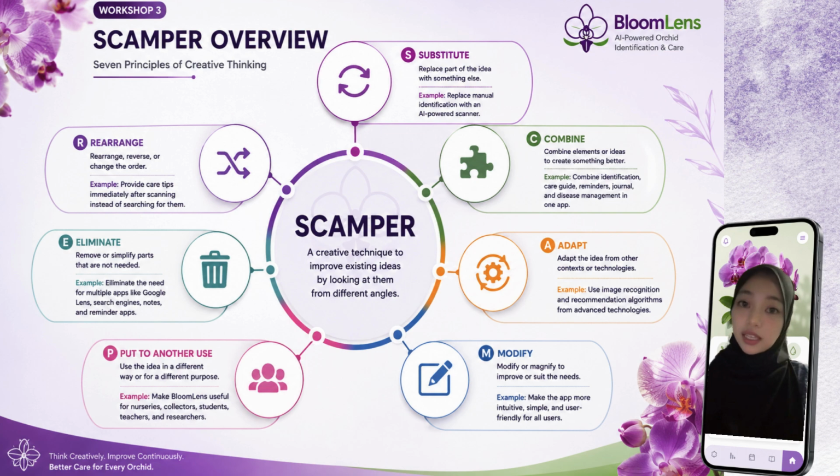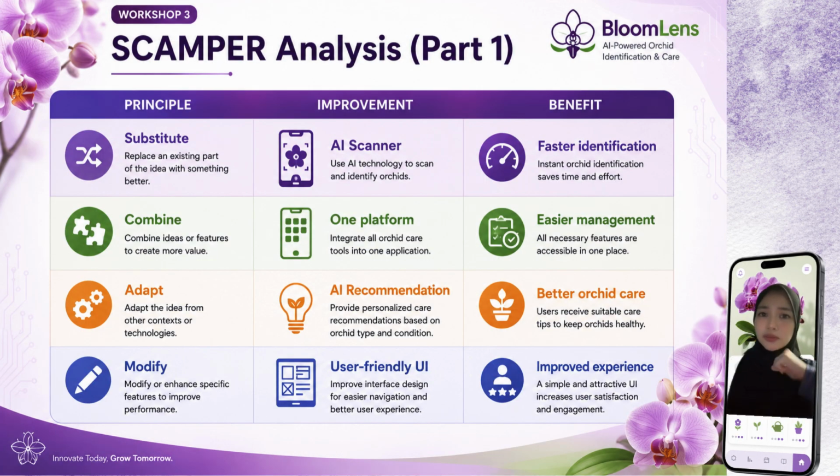Let's look here. This is the Scamper overview. Scamper consists of 7 principles of creative thinking, which are substitute, combine, adapt, modify, put to another use, eliminate, and rearrange. Now, let me see how Scamper can affect my prototype.